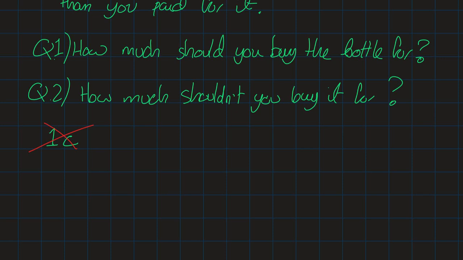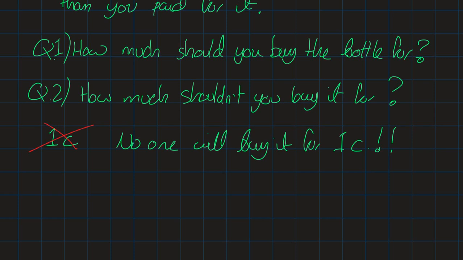So if you buy it for 1 cent, you're stuck with it for eternity, which means you're going to hell. So no one is going to buy it for 1 cent, right? If we're living in a rational world, no one is going to buy it for 1 cent, because then they know they'll never be able to sell it. Okay, so what's the next number?